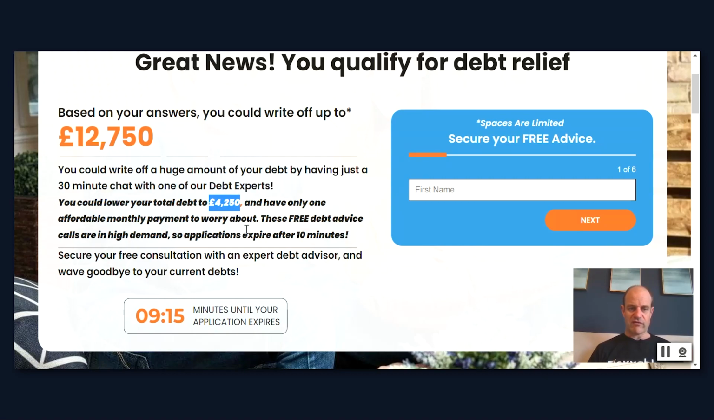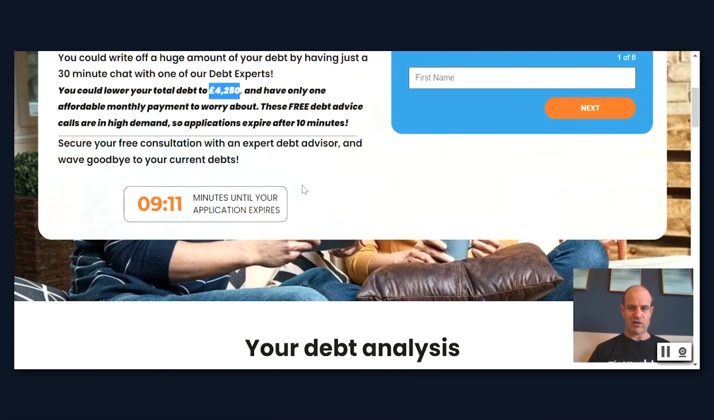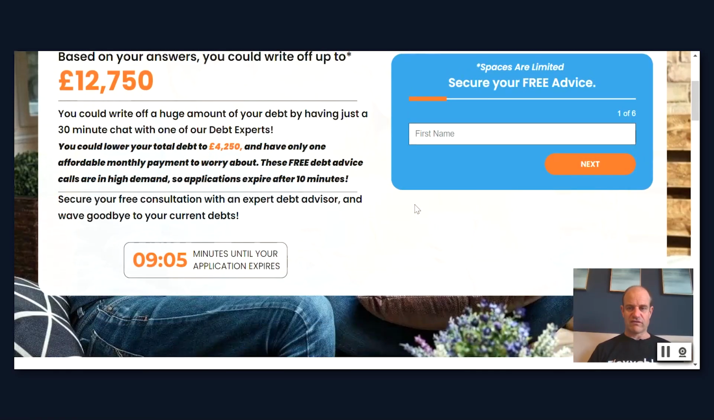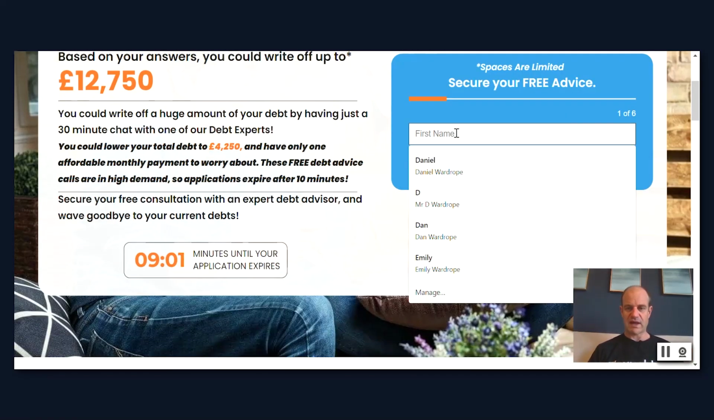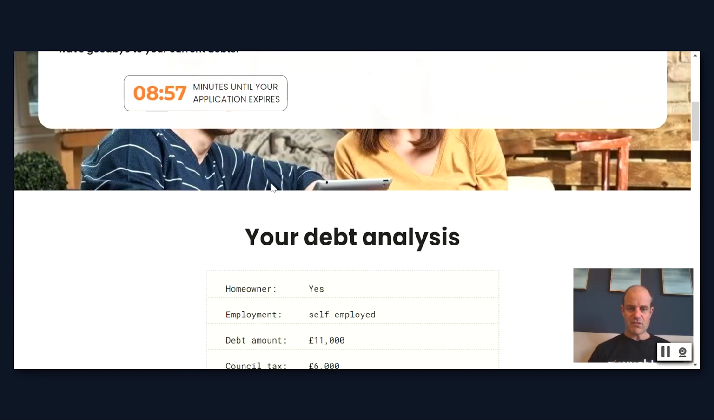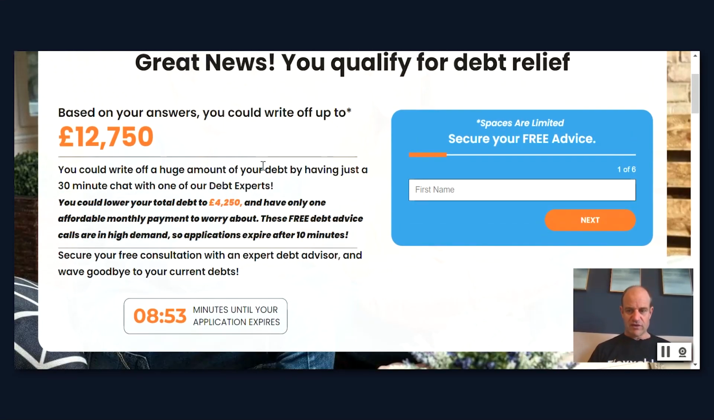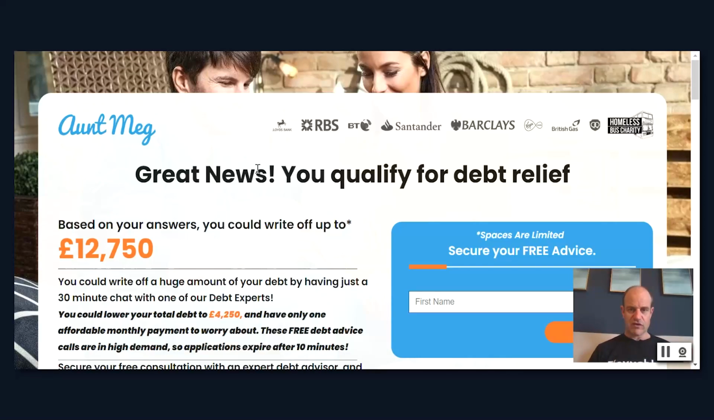And they only have one affordable payment to worry about. This free advice call from the mentor, applications expire in 10 minutes. So we've used a bit of scarcity there, and this is just what worked for us. Then we took them through a multiple step form here, I'll go through that in a sec, but sometimes this is just not enough for conversion.